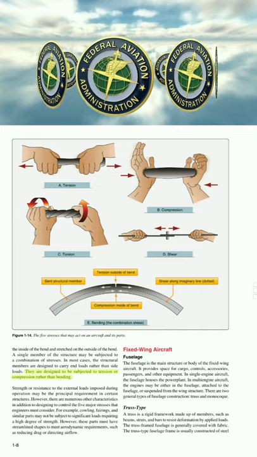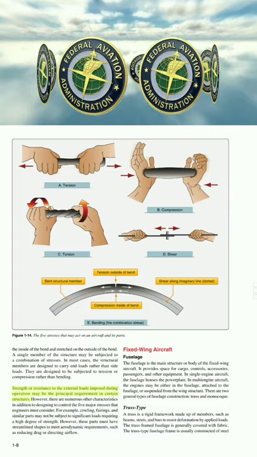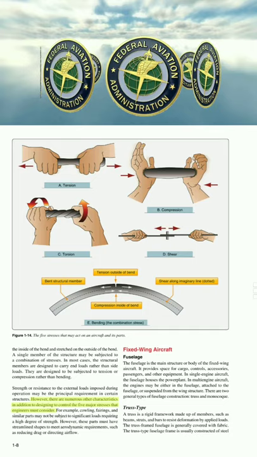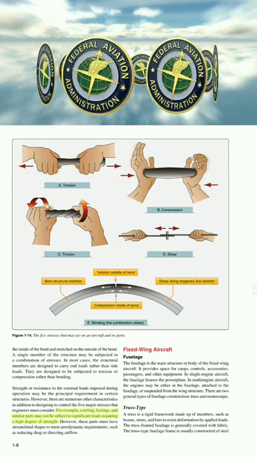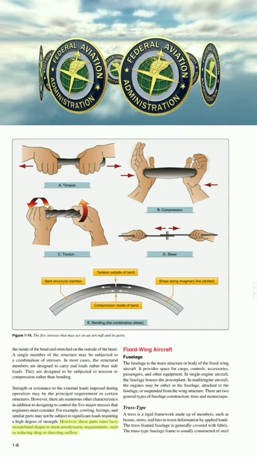Strength or resistance to the external loads imposed during operation may be the principal requirement in certain structures. However, there are numerous other characteristics in addition to designing to control the five major stresses that engineers must consider. For example, cowling, fairings, and similar parts may not be subject to significant loads requiring a high degree of strength. However, these parts must have streamlined shapes to meet aerodynamic requirements, such as reducing drag or directing airflow.